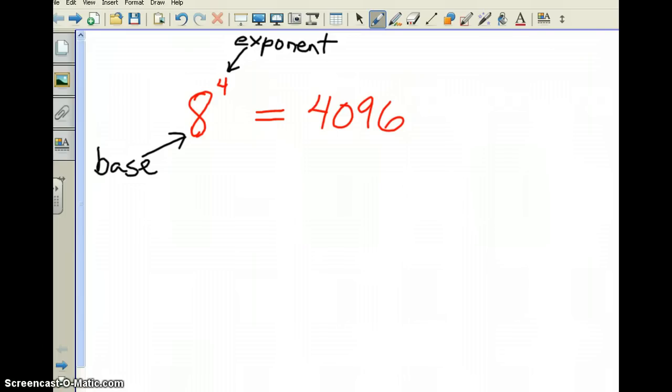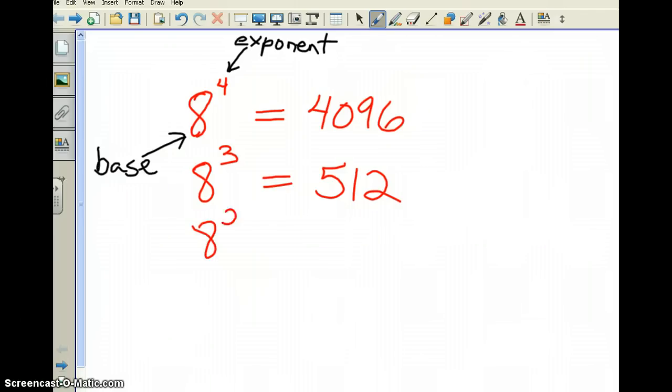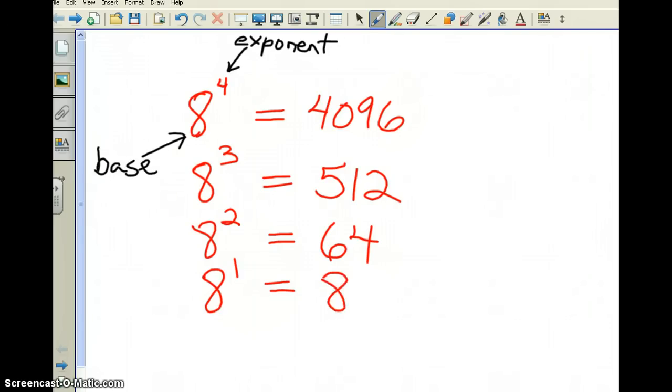Next, let's keep that same base but lower our exponent by 1. So we're going to do base 8, exponent 3. 8 times 8 times 8 is equal to 512. Let's go again. Base 8, drop our exponent by 1. We're going to go to 8 squared, which we should be able to do in our head, is 64. 8 to the 1st power just means we're taking 8 and not multiplying it by anything. So we're just going to keep the 8.